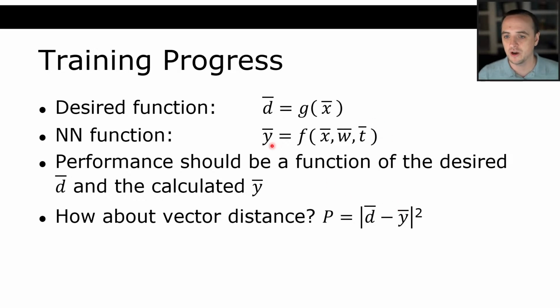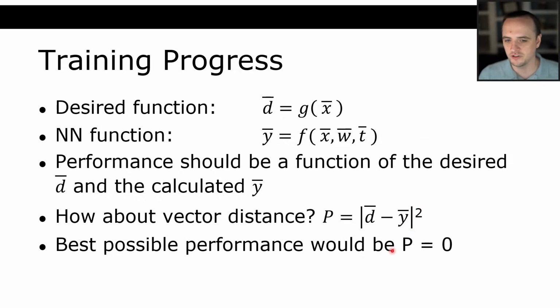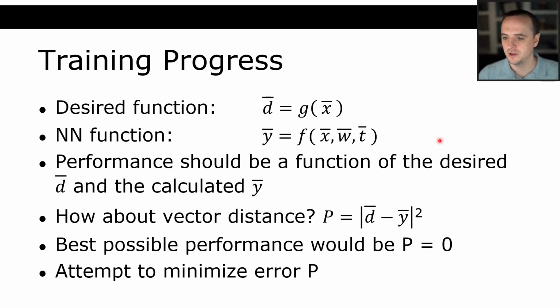Most of the time, what you do is compare some sort of distance or error function between the desired vector and the neural net vector. So you take maybe the difference of them, and then you square it, and that's some square distance. The best possible performance would be at p equals 0, where you have no difference between the output vector of your neural net and the desired vector. And so what you want to do is attempt to minimize this error, right?